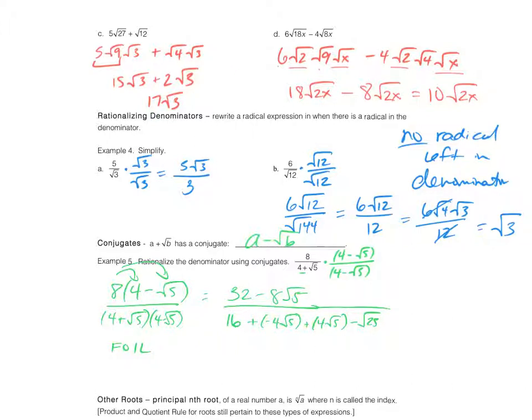So this still looks pretty messy, but when I simplify this, the top is just 32 minus 8 times the square root of 5. And in the bottom, this negative 4 times the square root of 5 and the positive 4 times the square root of 5 cancel out. So the bottom, I am left with 16 minus the square root of 25, but that is 16 minus 5, which equals 11, so I'm left with just 11 in my denominator. It's still not pretty, but I no longer have a radical in the denominator.